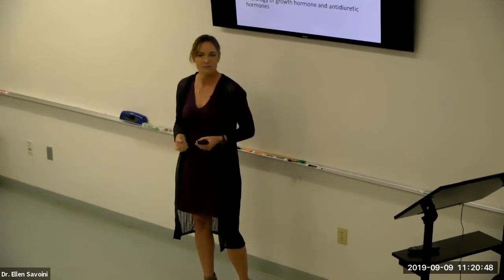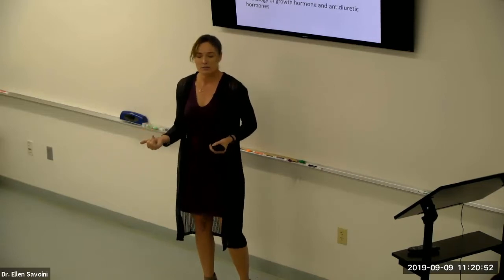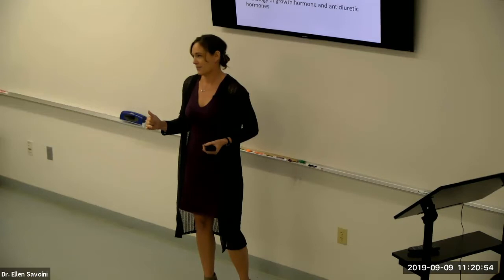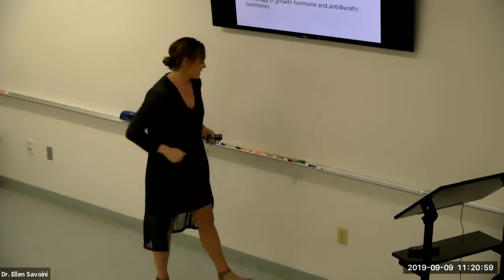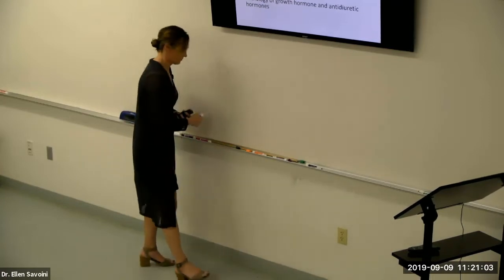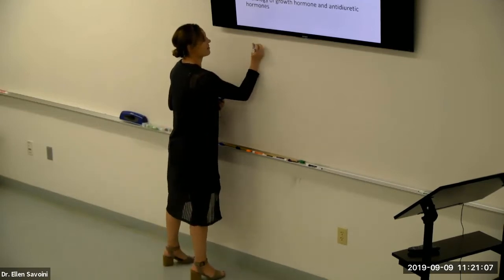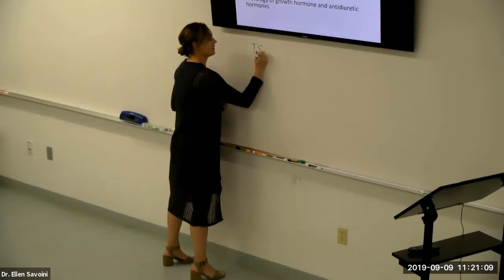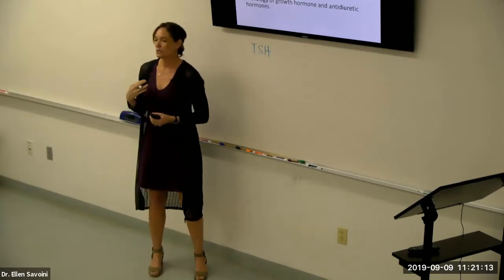So now how many hormones are being released from the anterior pituitary? 6. There's 7 in there, but we're talking about 6. So let's go through them. Who wants to talk about the first one? The name, thyroid stimulating hormone.